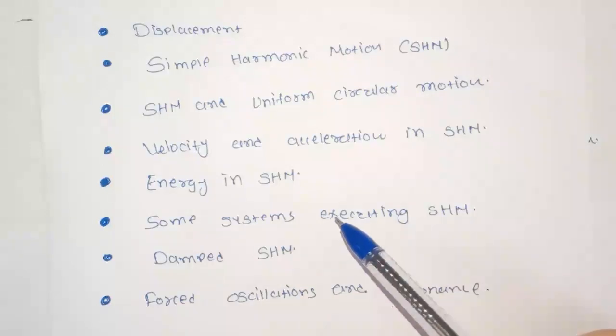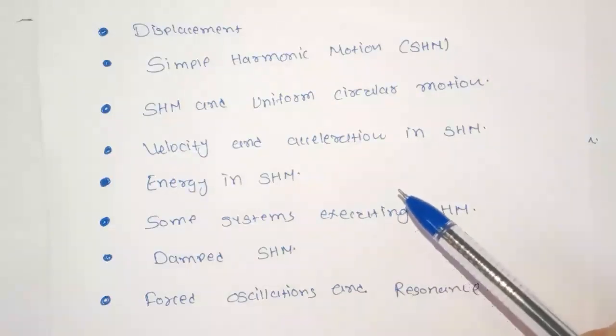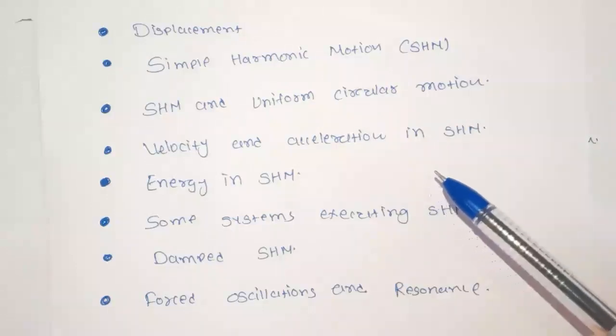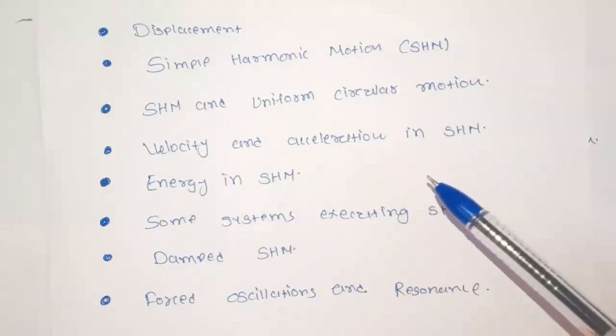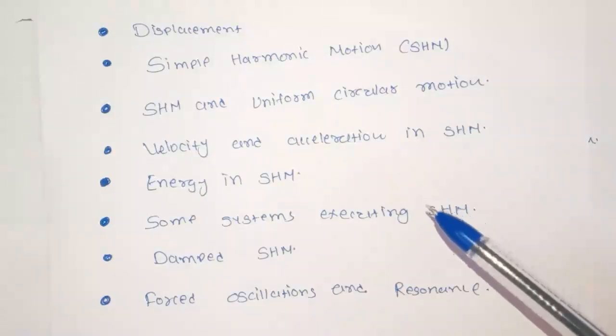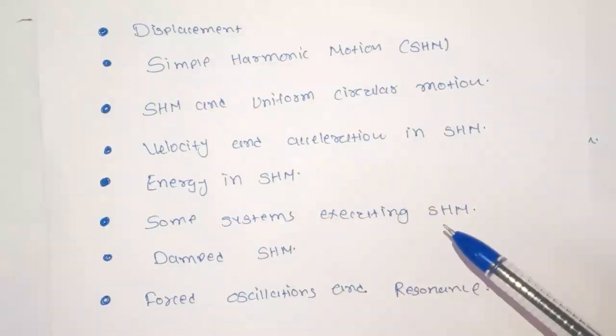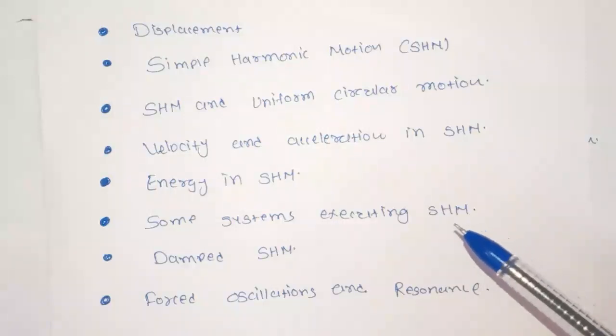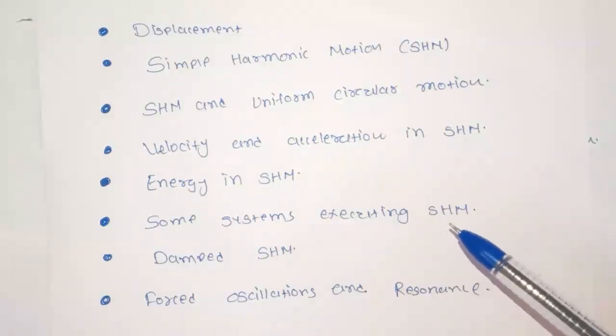Then we will see the energies involved in the harmonic motion, that is potential energy and kinetic energy. Then we will see some systems which are executing SHM, that will include the simple pendulum, the spring block system, the physical pendulum, the U-tube, etc.